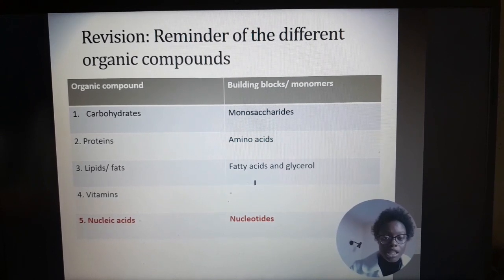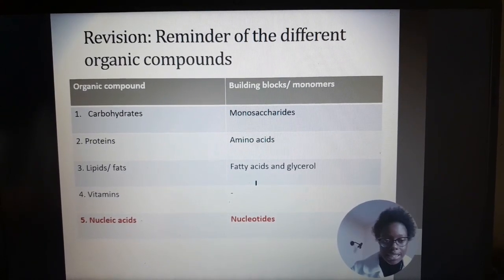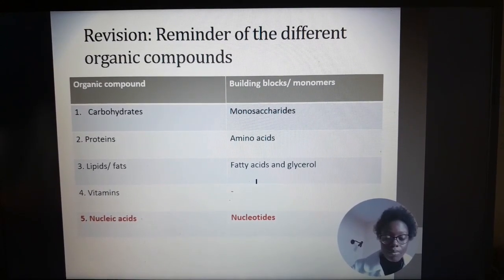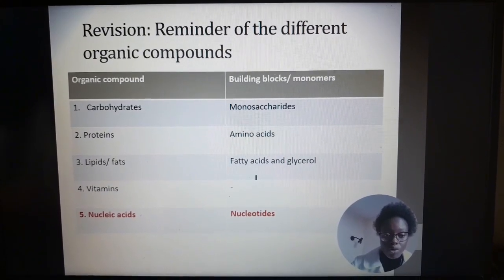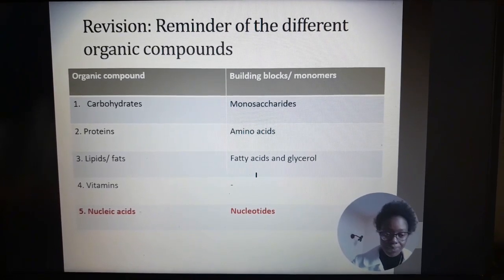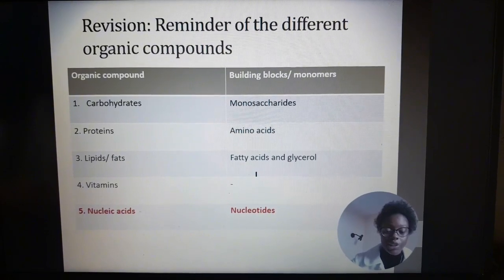Carbohydrates, their monomers are monosaccharides. Proteins, their monomers are amino acids. Lipids, their building blocks are fatty acids and glycerol. Vitamins, there are no monomers for vitamins and minerals. Nucleic acids, their building block is the nucleotide.